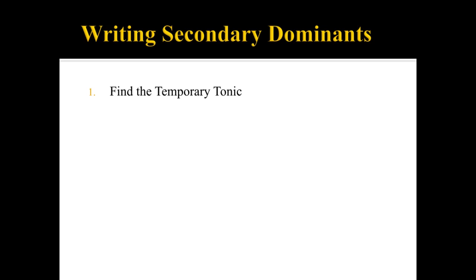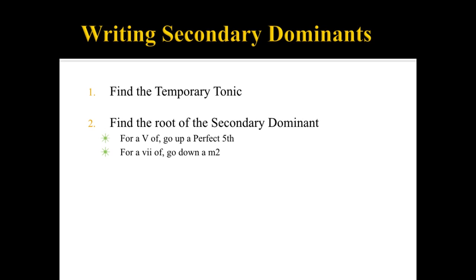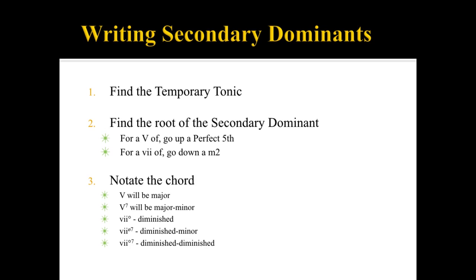There are 3 steps. First, find the temporary tonic. Second, find the root of the secondary dominant. And third, notate the chord. Here's an example. In the key of D major, we're going to write a V of 2 and a vii fully diminished 7 of 2.